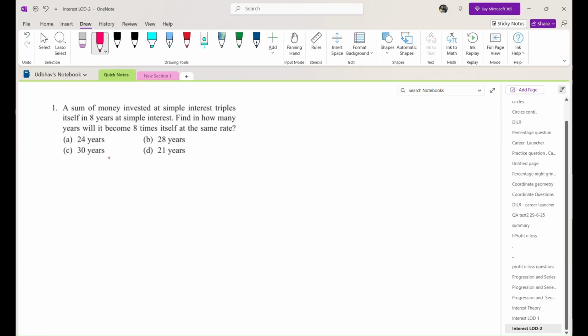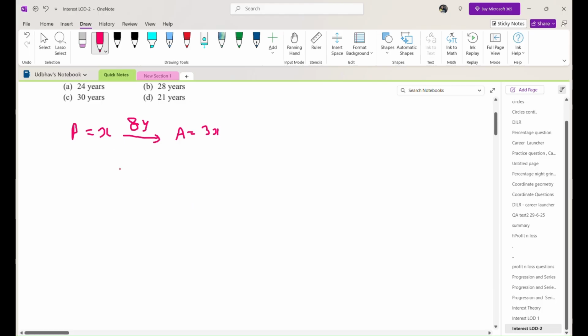A sum of money invested at simple interest triples itself in 8 years. Let's say some sum of money is x. It triples itself, the amount becomes 3x in 8 years. At simple interest, find in how many years it will become 8 times.